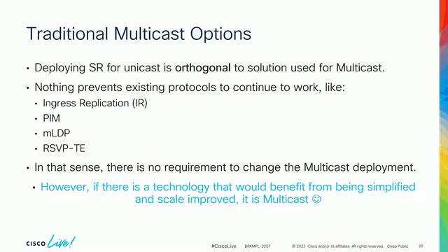The RSVP point-to-multipoint traffic engineering tunnel is another option. Again, you know that we do have a lot of control plane complexities with the RSVP-based protocol for point-to-point tunnels. So you can imagine how it would be for point-to-multipoint tunnels. So what is the solution?